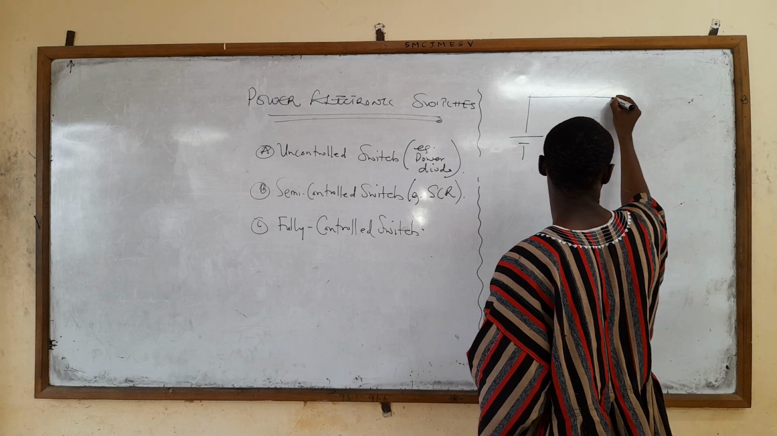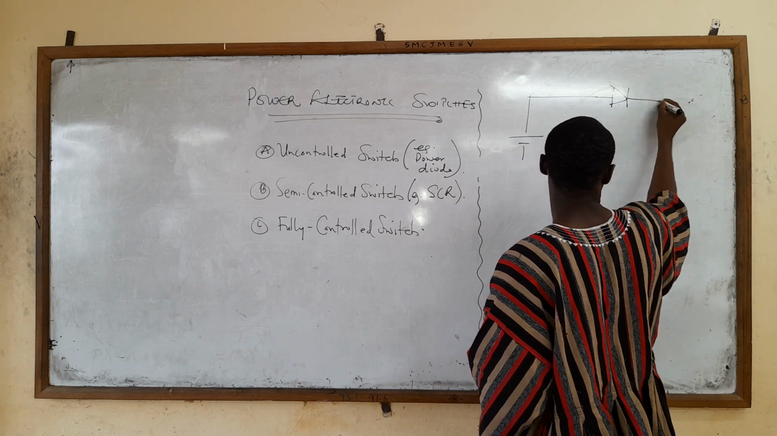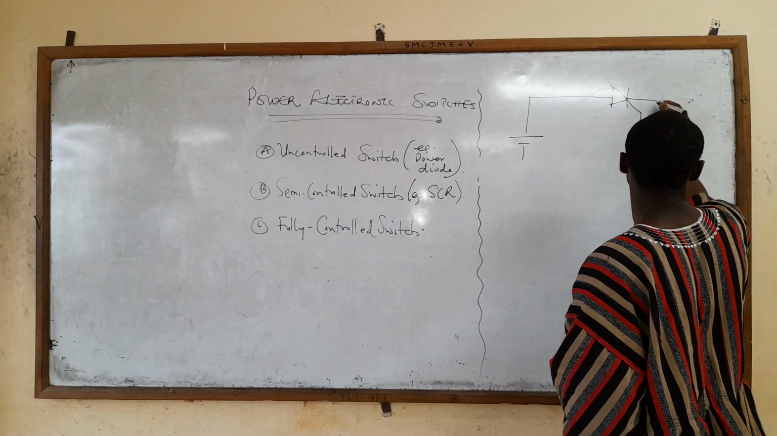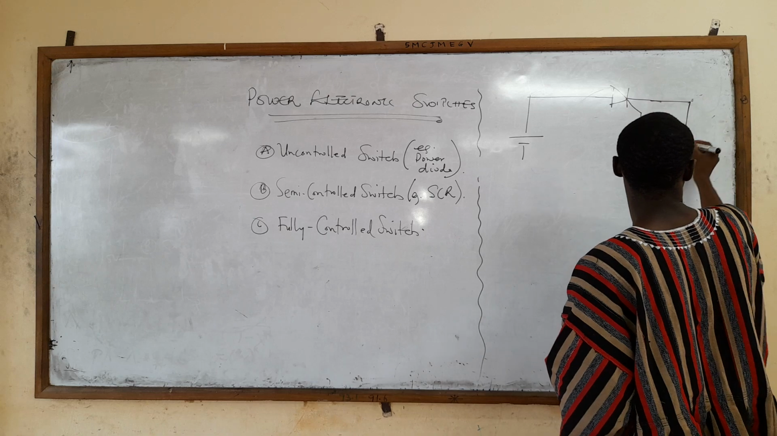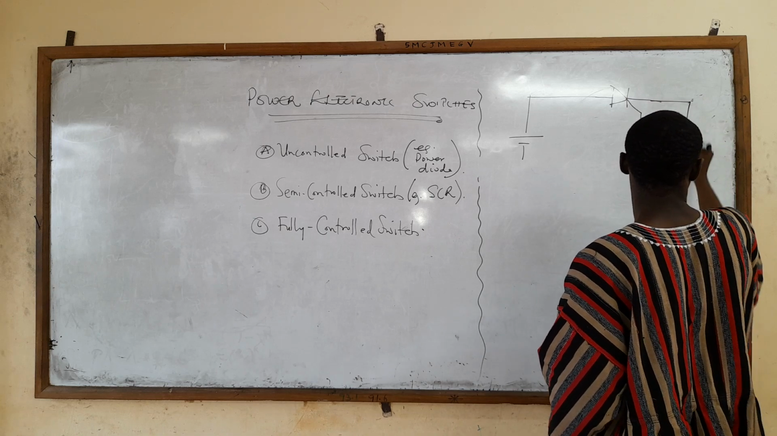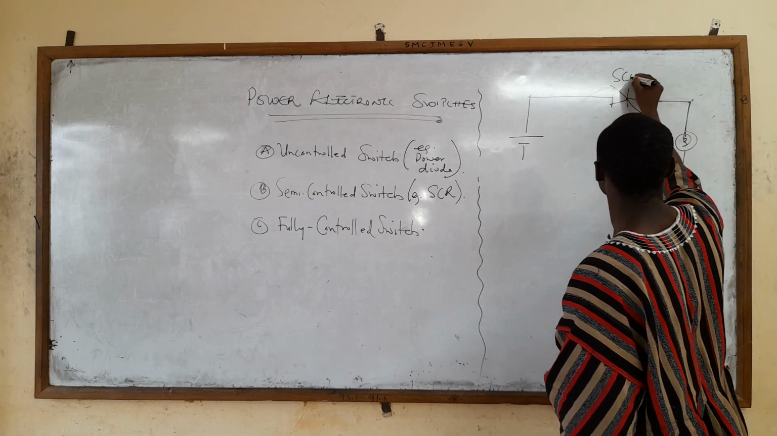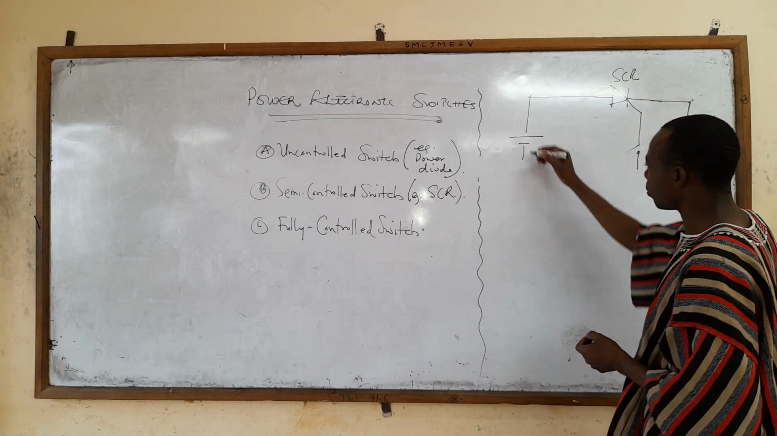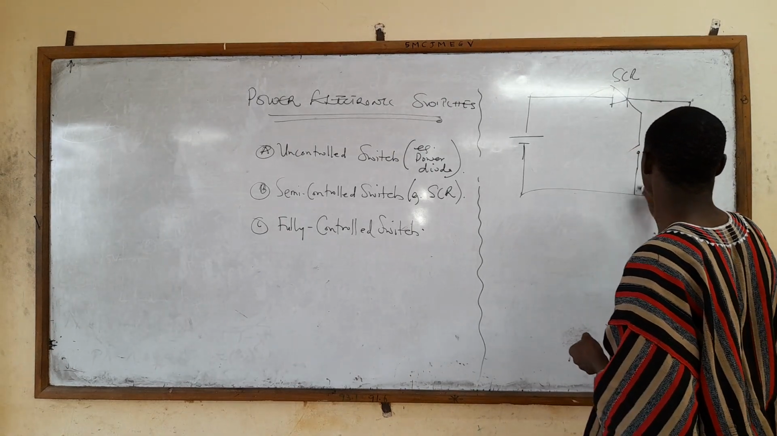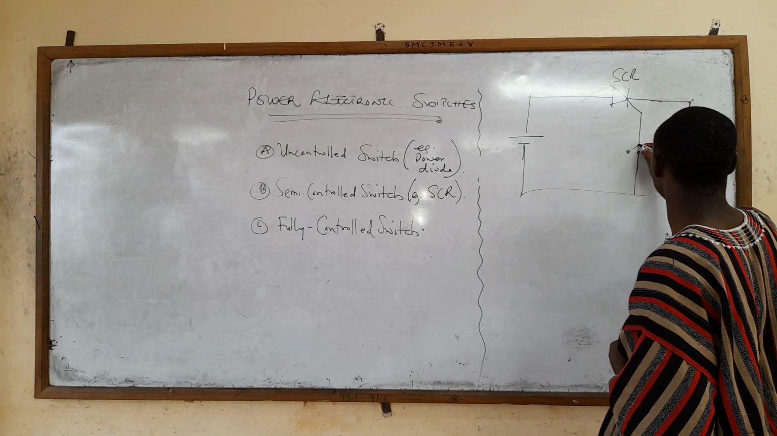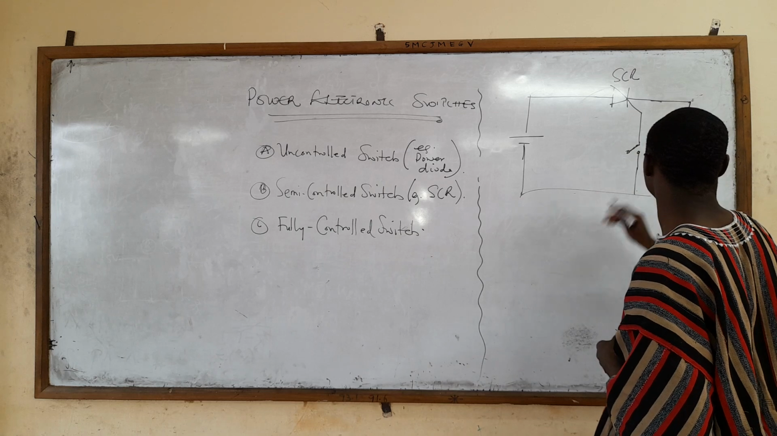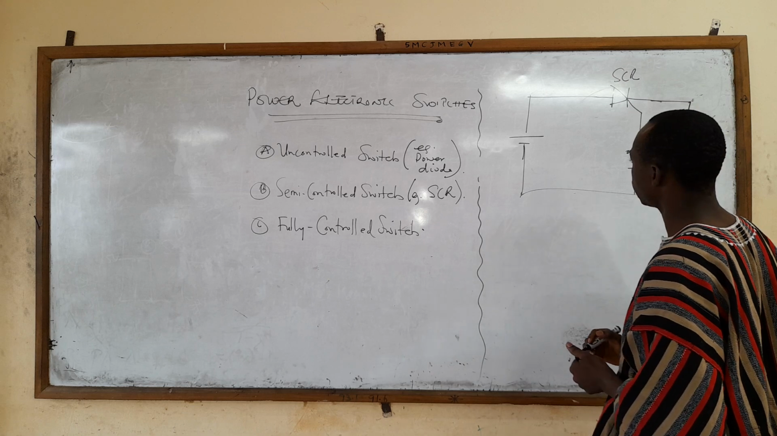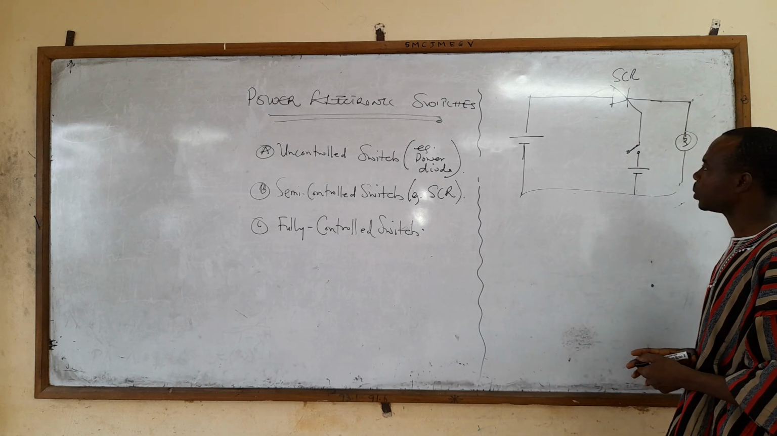So if I have my SCR here, we can have a switch here, then we have our load over there. So this is my SCR. It looks very much like a diode, but it has another terminal, a third terminal called a gate. So let's see how this works. Okay, this is a simple representation.